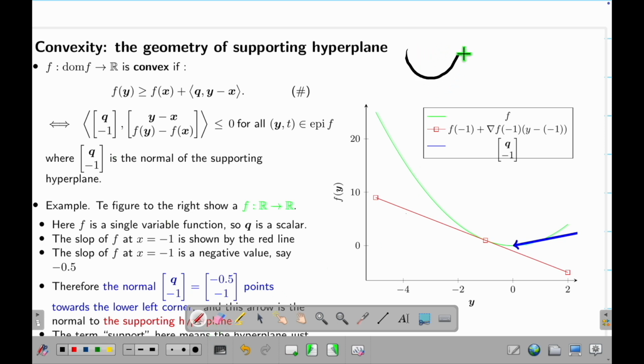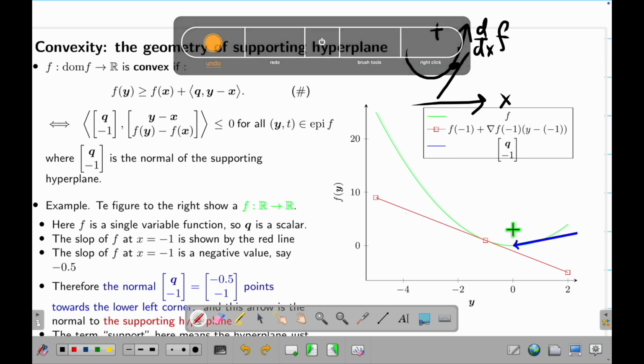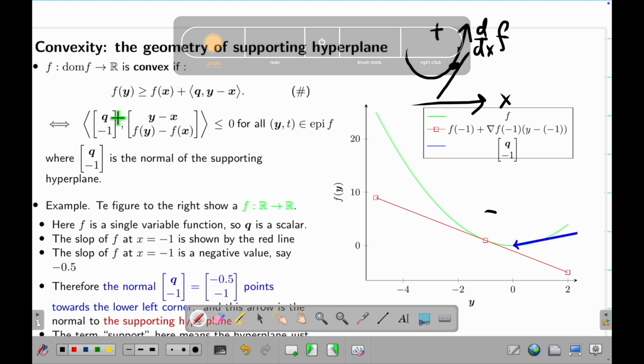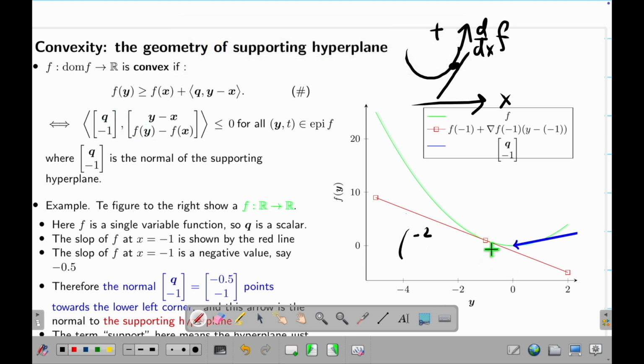Recall one-dimensional calculus. This is slope, right? If this slope is positive, it is going up, so a positive number in the xy plane means we go to here. At this point it is going down, so the slope is negative. The slope is the q. So we have something negative. Let's say this slope is negative 2.